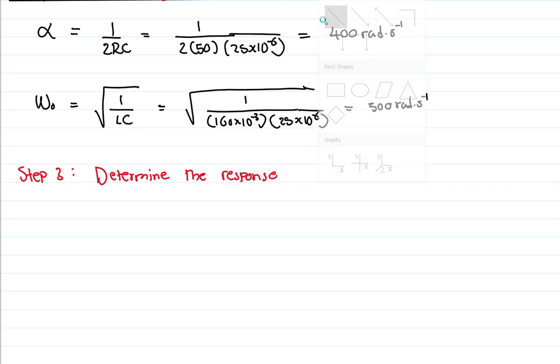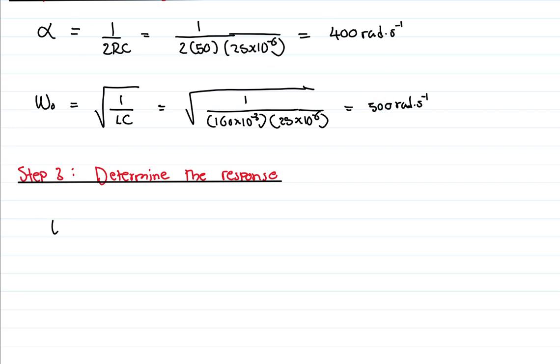So how do we determine the response of our RLC circuit? We compare the Neper frequency and the radian frequency. We square the Neper frequency and square the radian frequency, and we can already tell which one is going to be bigger. When we square this one and that one, this one will be greater than the Neper frequency.